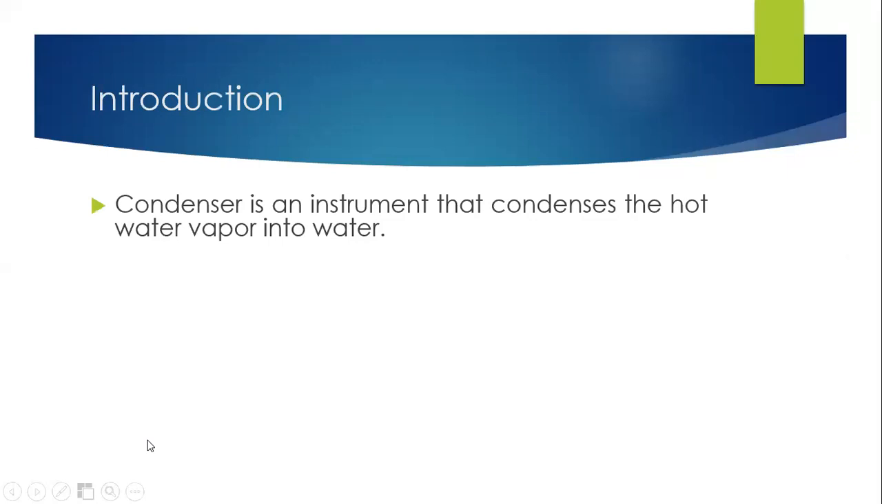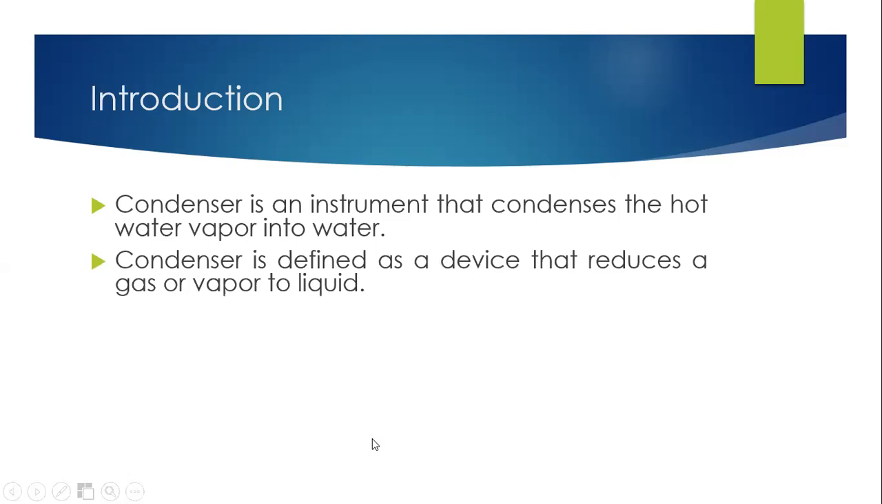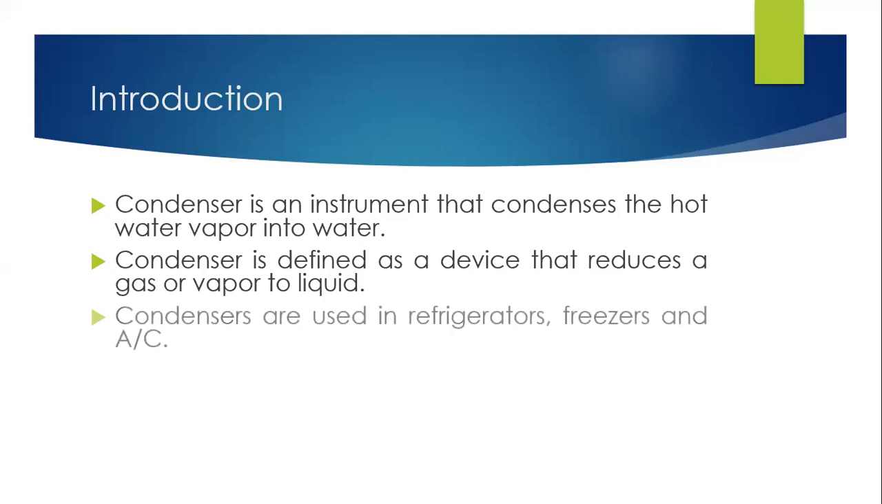Okay, so as I said, a condenser is an instrument that condenses the hot water vapor back into the liquid form of water. So a condenser is defined as a device that reduces a gas or vapor to liquid. This is the more technical definition of a condenser. A device that reduces gas or vapor to liquid. Same thing when we apply it to distillation of water, hot water vapor into water, it's the same thing.